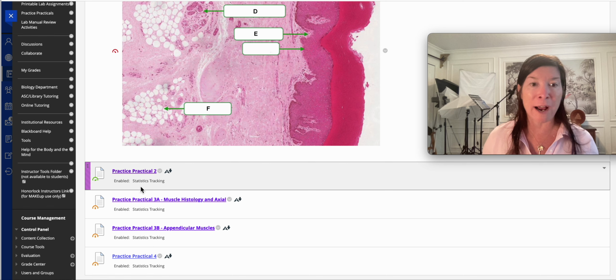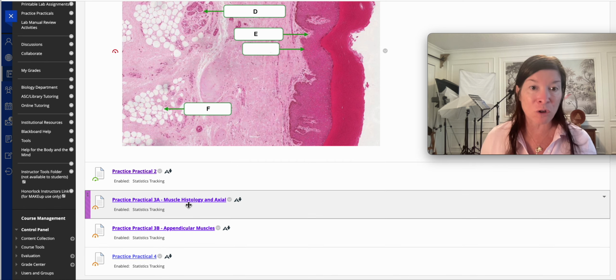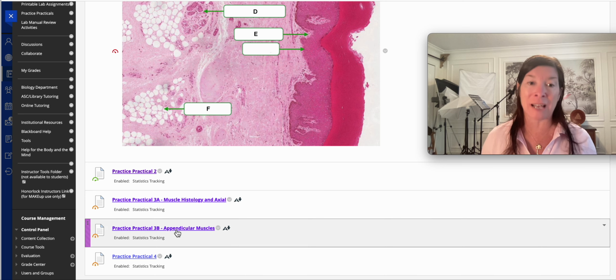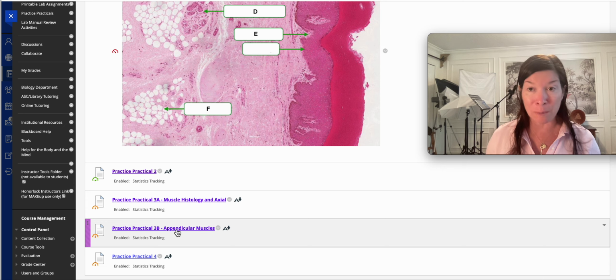And then don't forget about the practice practicals. If you scroll down, we're in practical 3 right now. There's one practice practical on the histology and axial muscles, and then a second one on the appendicular muscles. Now, let me give you one last hint about how to use these. You want to get a piece of paper out and look at the slide with the question, and before you click to the answer slide, you want to write it down.